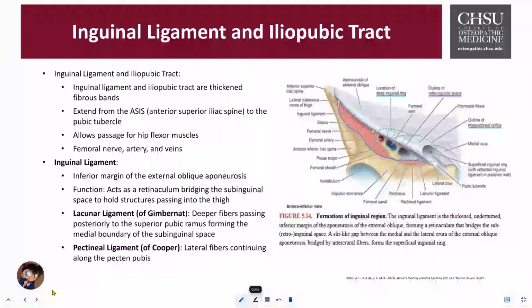The inguinal ligament and the iliopubic tract are thick and fibrous bands that extend from the anterior superior iliac spine, the ASIS, to the pubic tubercle. These structures form critical anatomical boundaries. They allow the passage for hip flexors, as well as the femoral nerve, artery, and veins. So what are some of the hip flexors? The psoas muscles, the iliacus, the quadriceps muscles, the sartorius. The inguinal ligament is the inferior margin of the external oblique aponeurosis, and it functions as a retinaculum or band that bridges the subinguinal space to support structures transitioning from the abdomen to the lower limb.